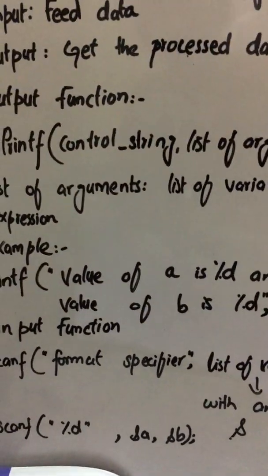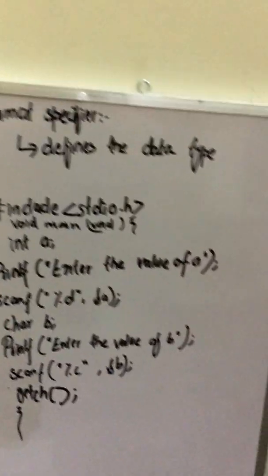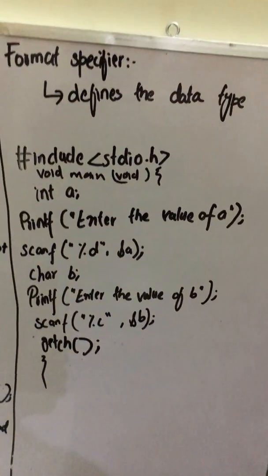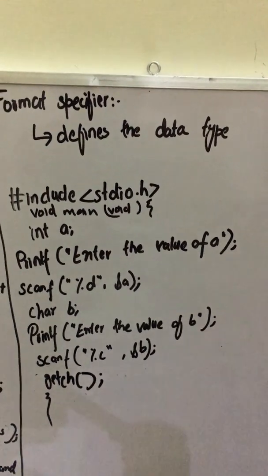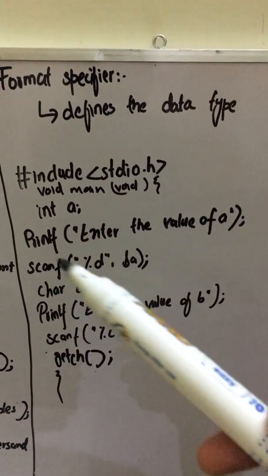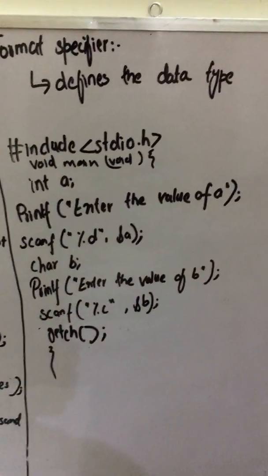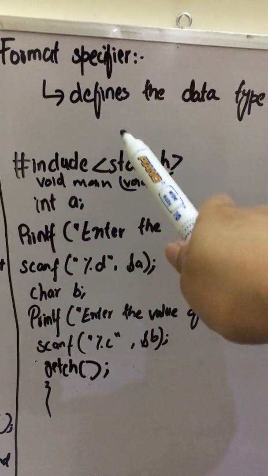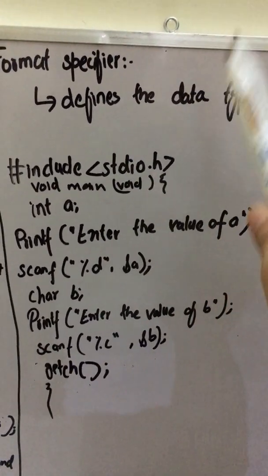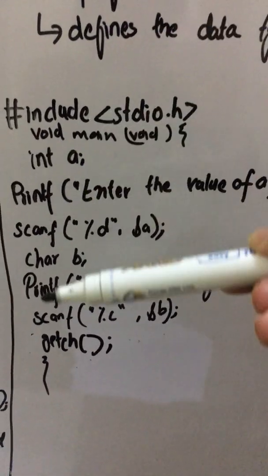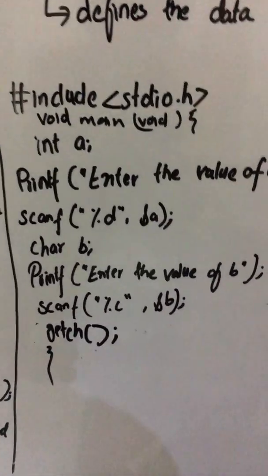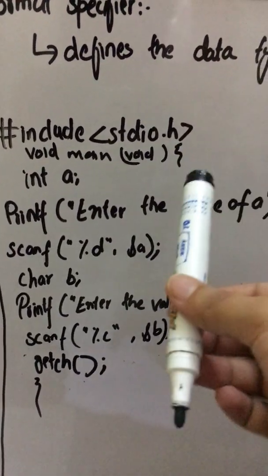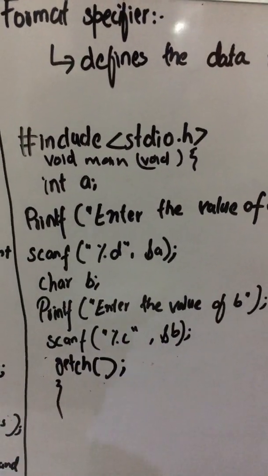Let's discuss the important thing, which is the format specifier. Your format specifier actually defines the data type. There are different data types used in C language. For example, we have already discussed the character data type, the float data type, the integer data type. So whenever you are using the format specifier in your printf or scanf function, you have to use it according to the data type that you have declared. For example, I have written a program over here and I have used integer and character data type. So my format specifier will change according to the data type I have used.